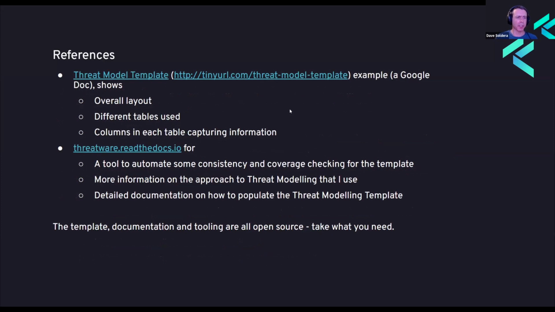I also have here a link to Threatware, which is a tool I wrote. Basically, it takes this template that's linked here as input, and it can automate some of the consistency and coverage checking that I talked about today, and tell you where you're missing stuff. That site also has a bunch of information and documentation on how I approach threat modeling, which might be interesting for other people, and then detailed documentation on how to populate this threat modeling template. And all of this is open source, so hopefully it's a benefit to someone else.